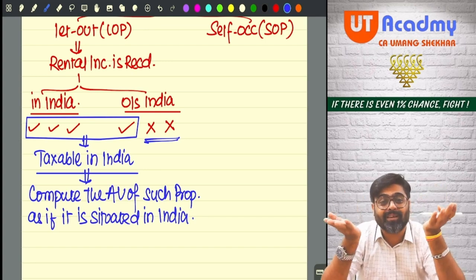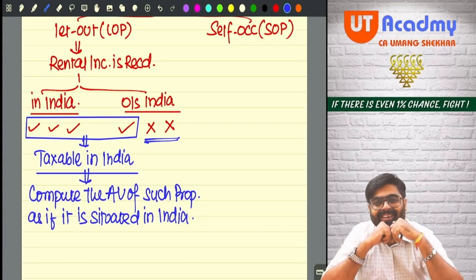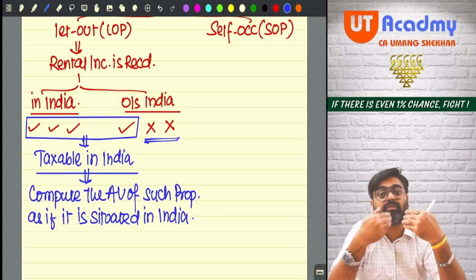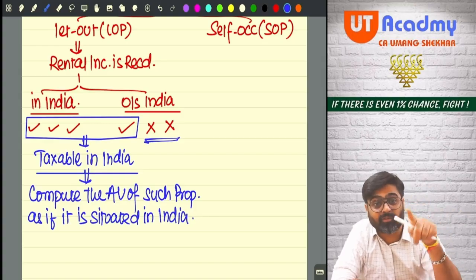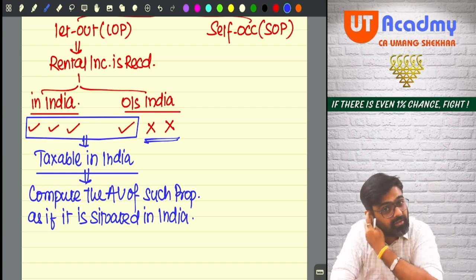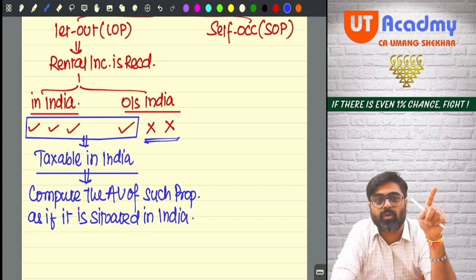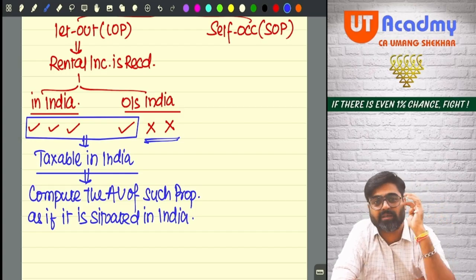You have to calculate the income of the property assuming as if the property is situated in India. So if the income is getting charged assuming as if the property is situated in India, then why not the deduction for municipal tax be given assuming as if the property is situated in India? Yes or no? That was the Madras High Court's judgment in the case of R. Venugopala Reddy, where the Madras High Court says that even that municipal tax which you have paid to a local authority situated outside India will be very well eligible for the claim of deduction.